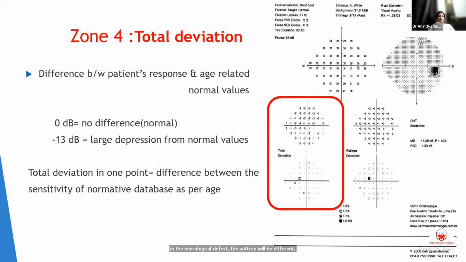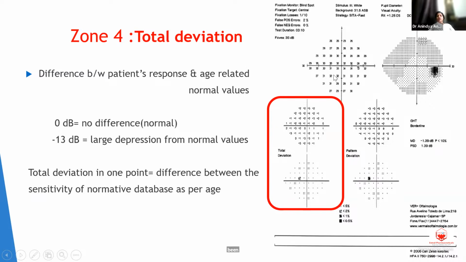Okay, so next comes zone 4, that is the total deviation. Here is the retinal sensitivity. Normally retinal sensitivity is like 34 decibels, and it changes from point to point. In total deviation, what happens is that it is the difference from the normative data. Suppose a point is 32 here. Normally, it should have been 33 in a normal patient of that age group.